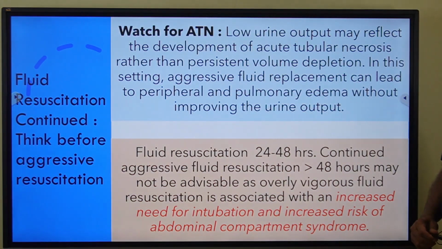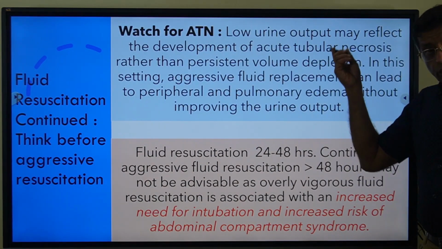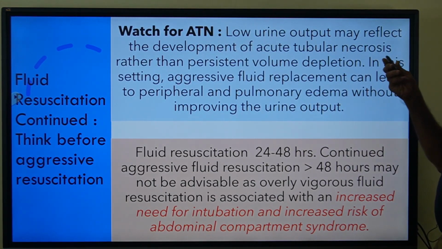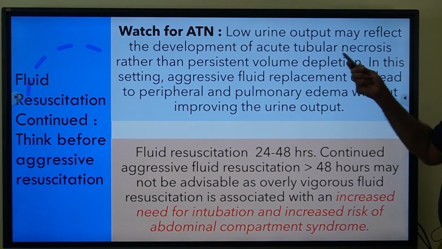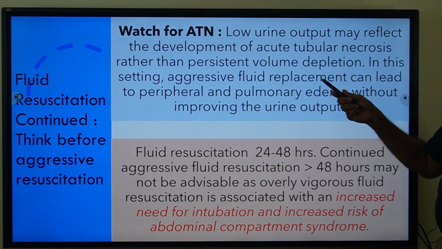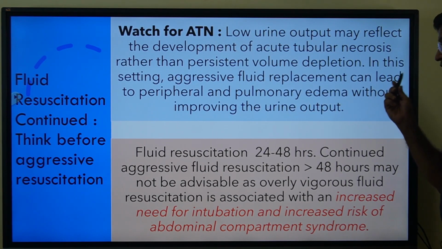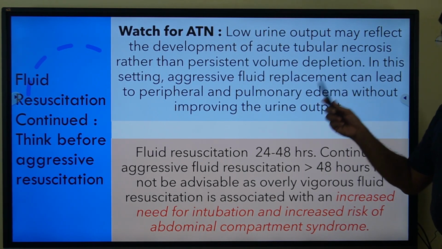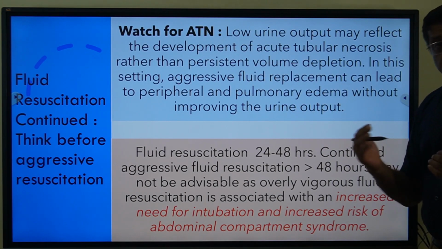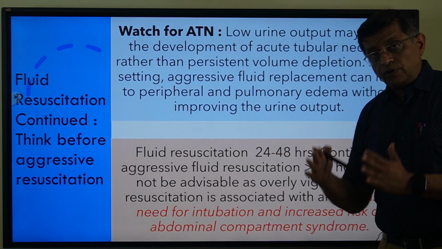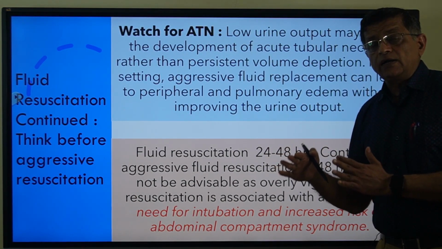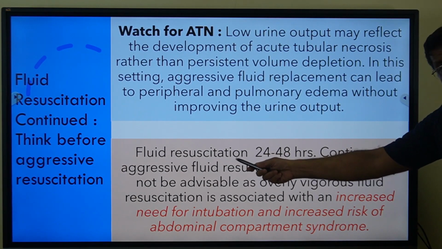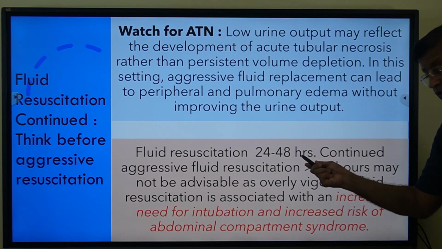Watch for acute tubular necrosis. If the patient has low urine output, assess whether the hydration is actually low or the patient has already developed ATN. Low urine output may reflect the development of acute tubular necrosis rather than persistent volume depletion. In that setting, aggressive fluid replacement can lead to peripheral and pulmonary edema without improving the urine output. So keep on assessing the patient. If the patient has decreased urine output, confirm that the patient is actually hypovolemic and not a patient of acute tubular necrosis.